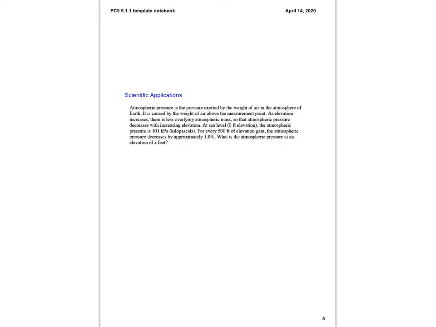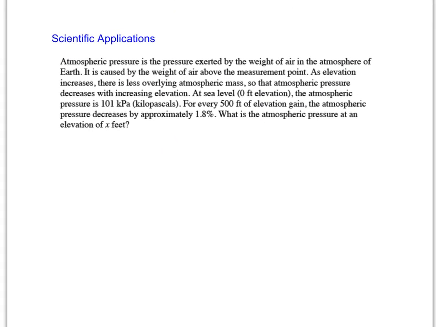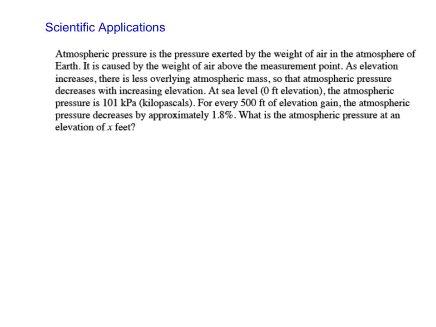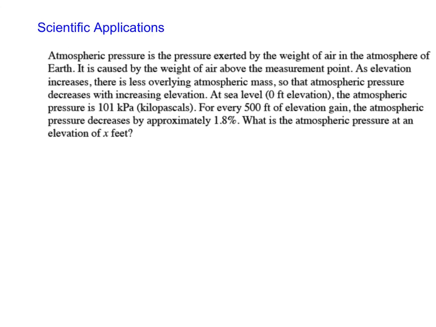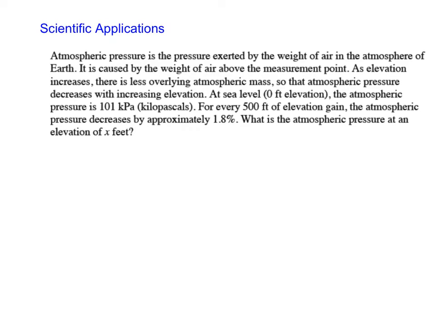That was an application of our skills to the financial world. Now let's apply this to a scientific situation. Atmospheric pressure is the pressure exerted by the weight of air in the atmosphere of the Earth. It is caused by the weight of air above the measurement point. As elevation increases, there is less overlying atmospheric mass, so the atmospheric pressure decreases with increasing elevation.